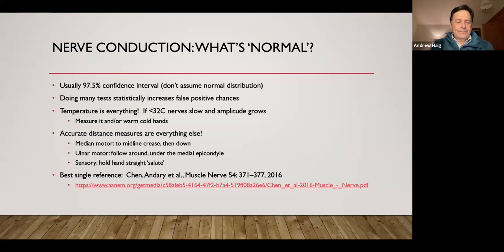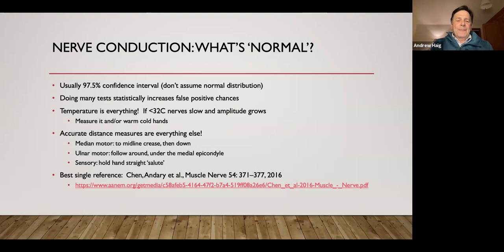When they list normals, they list a 97.5% confidence interval, which means what? If you do 100 EMGs, two and a half of them are going to be abnormal, even though the person doesn't have disease, okay? What if you tested the carpal tunnel 10 different ways? Well, that's 10 times 2.5% chance of one of them being abnormal, right? And you do a Bonferroni correction if you're a statistician. But in EMG, you do just enough tests and not too many, okay? You keep on testing and testing, you're going to find something, right?